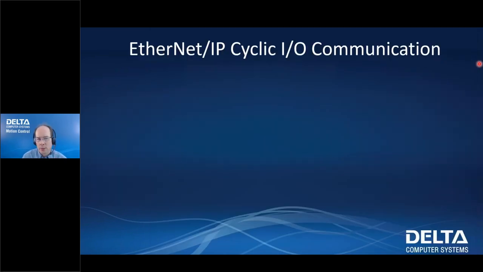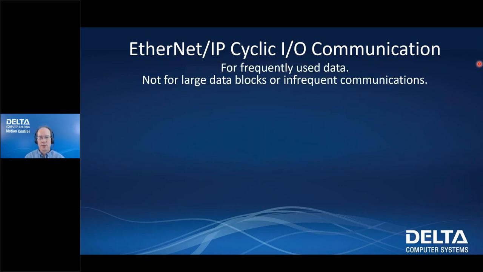So now I want to talk a little bit about EtherNet/IP cyclic I/O communication. This is for frequently used data, not intended for large data blocks or infrequent communications. So typically your status, your commands, things that are going on all the time. If you want to read a big plot, then you'd want to use the explicit communications like we saw. Or if you want to write curve data, you would also want to use the explicit. So cyclic is for frequently used data and not large data blocks.